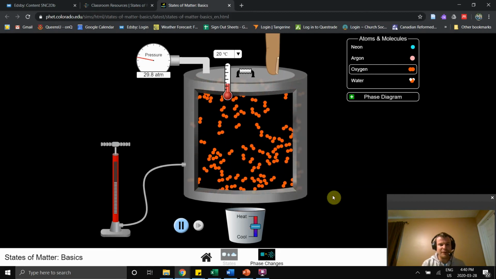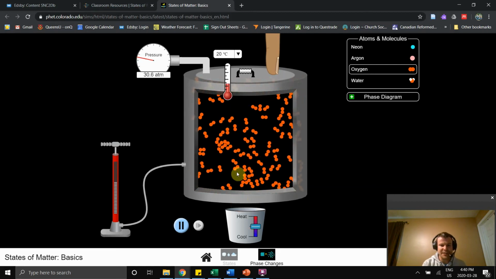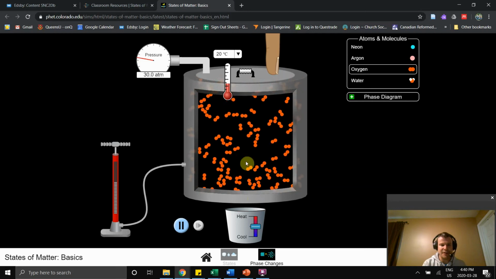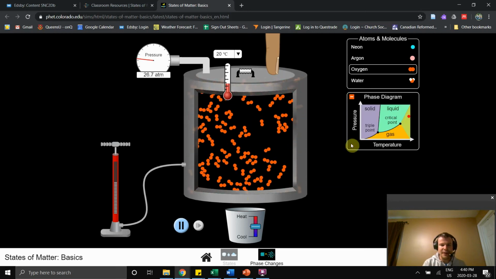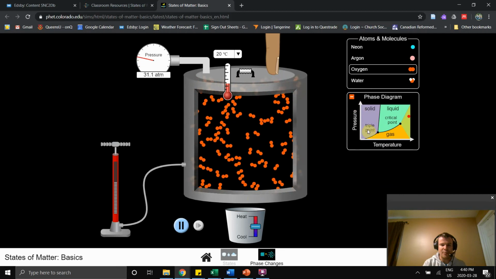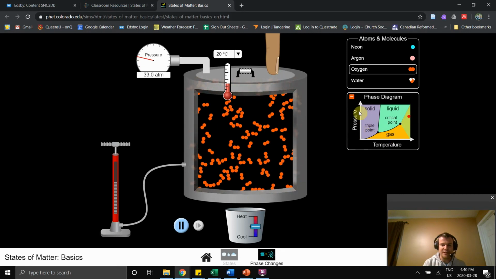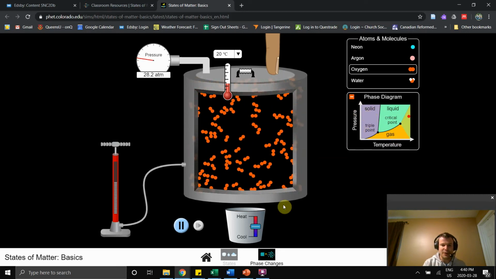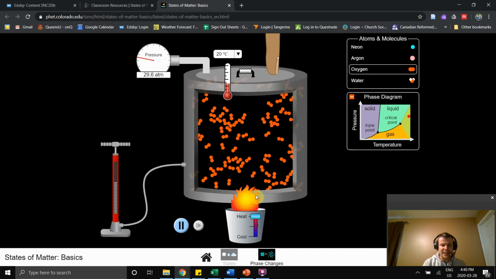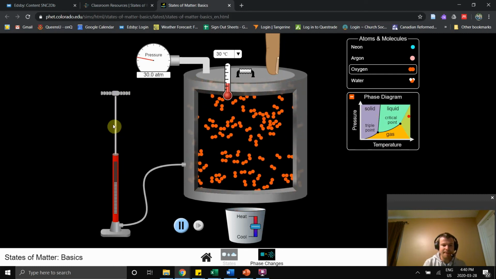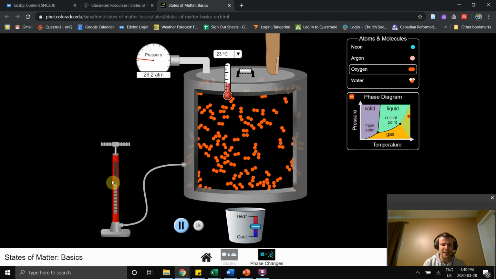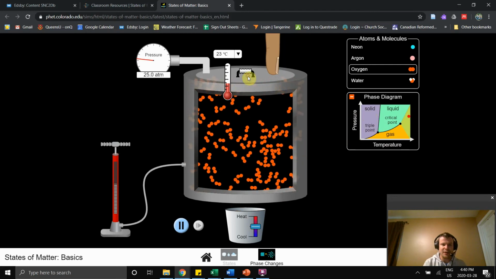So here we are roughly at room temperature. There we see the oxygen molecules are now floating around here. This kind of shows you at what point the substance will become solid, liquid, or gas. I could heat this up even more. I could also pump more oxygen in here, try and increase the pressure. But another thing I could do is actually lower the lid.